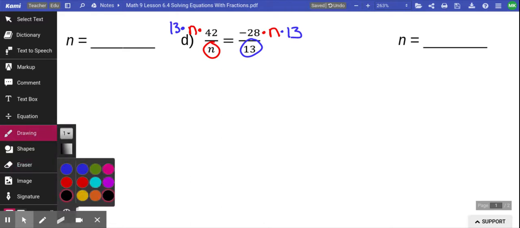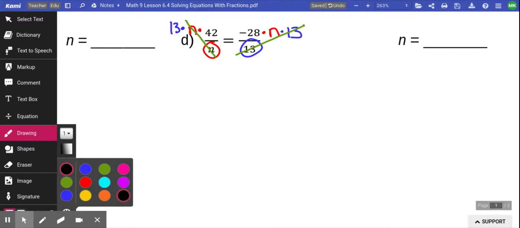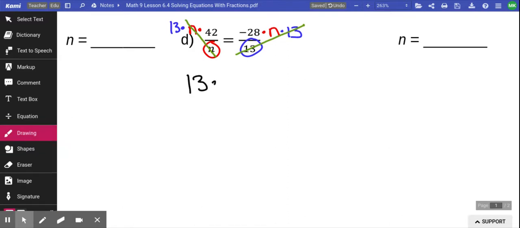When I go to rewrite this out, I'm going to just recognize these n's would cancel on the left, these 13's would cancel on the right. And I now have, on the left-hand side, 13 times 42 equals negative 28n.